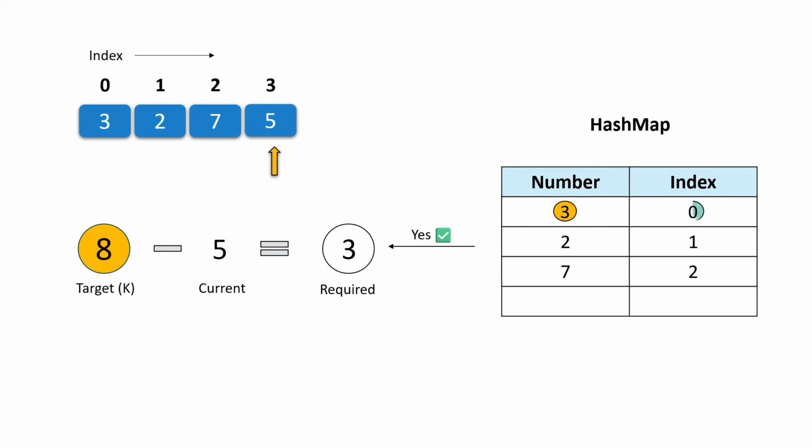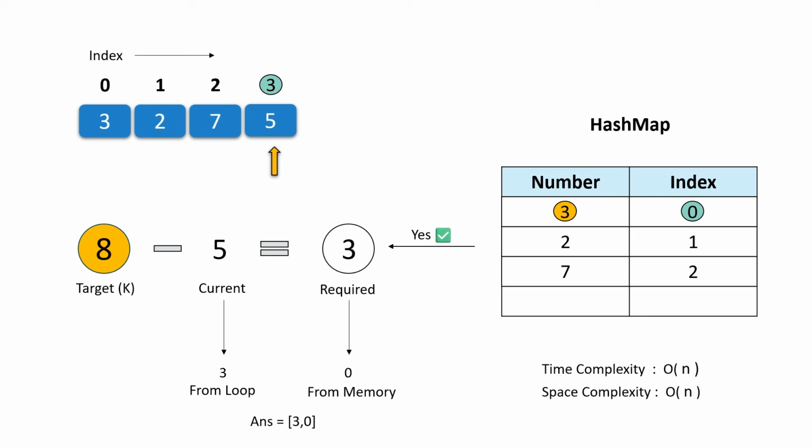So we will directly return the index 0 from memory. That is our first answer. And what would be our second index? That would be the current value or the current index at which we were. That is index 3. And finally, our answer would be 3, 0.